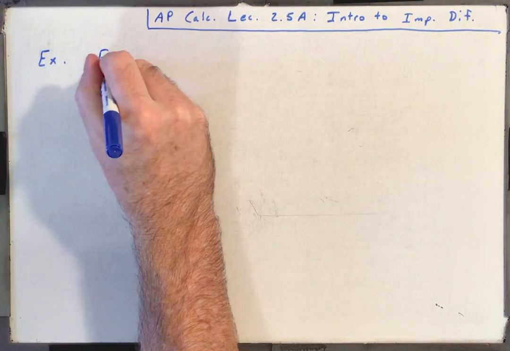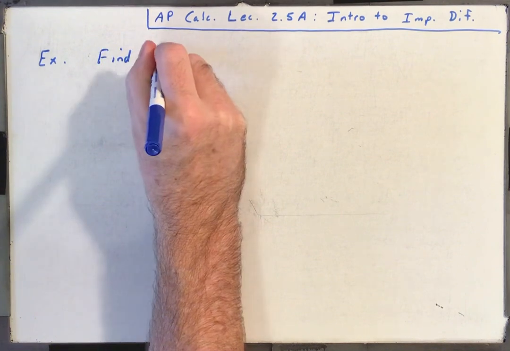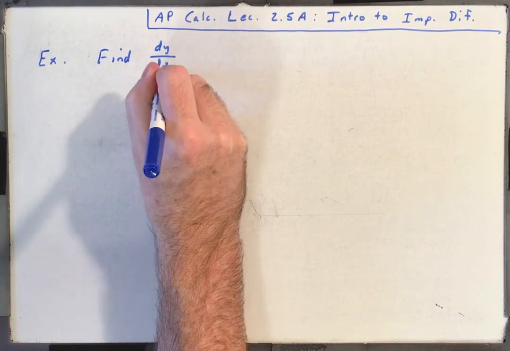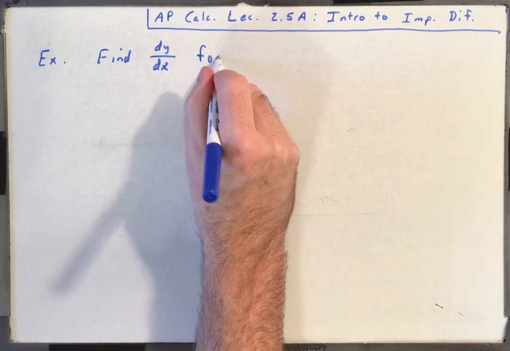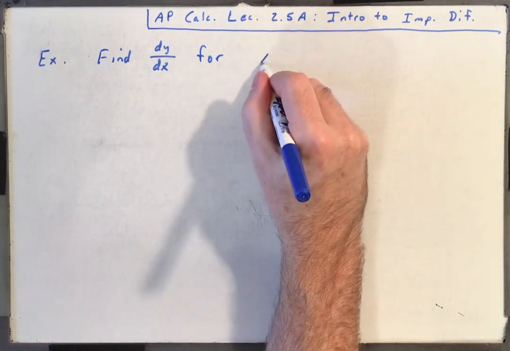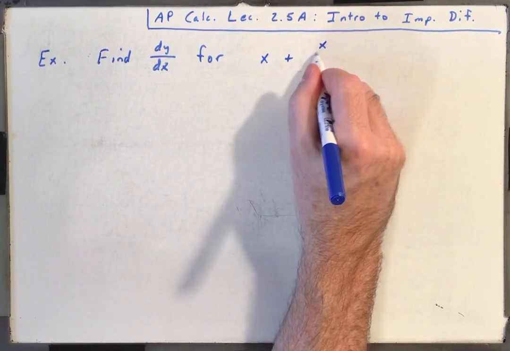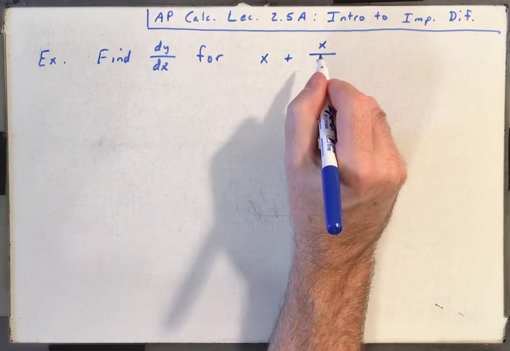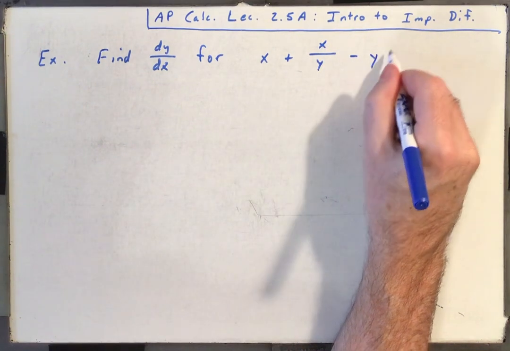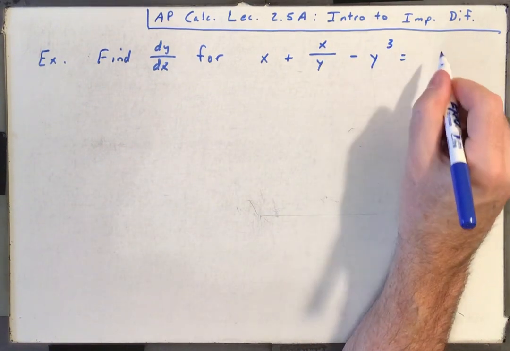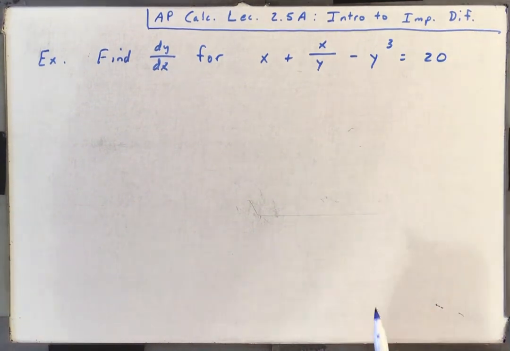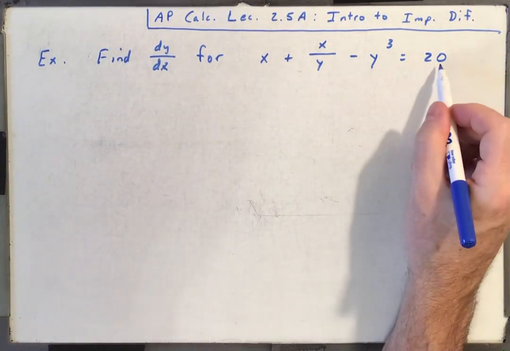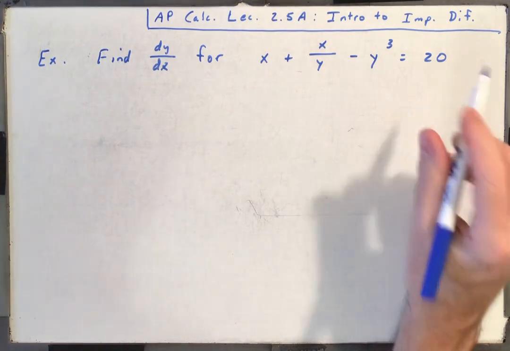All right, let's find dy/dx for x plus x over y minus y cubed is equal to 20. It won't always be a constant on the right side. I don't know why I keep doing that.